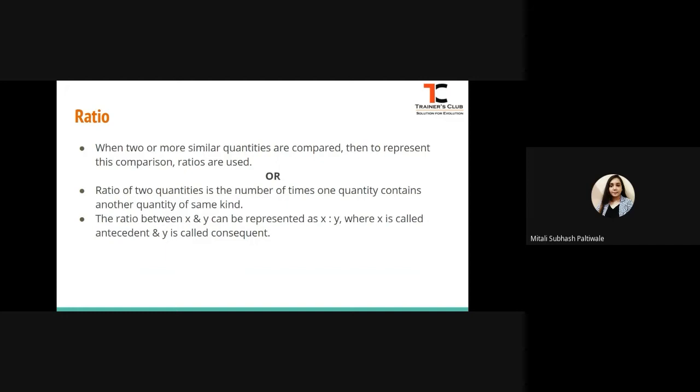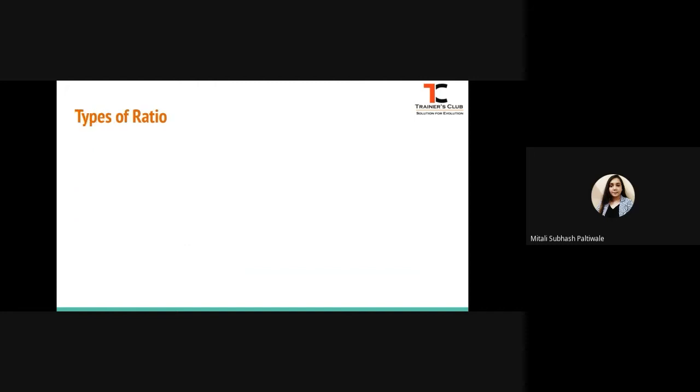The ratio between x and y can be presented as x is to y, wherein x is the antecedent, which comes first, and y is the consequent, which comes later. So we can write it as x by y or x is to y.